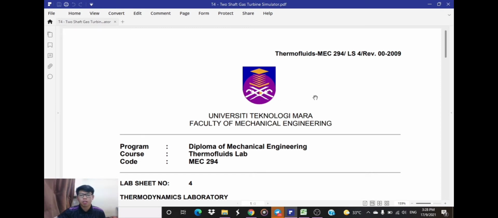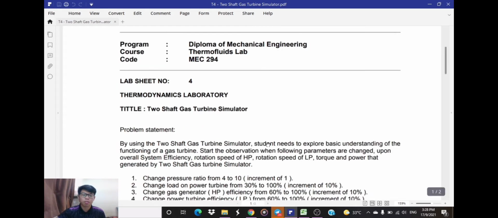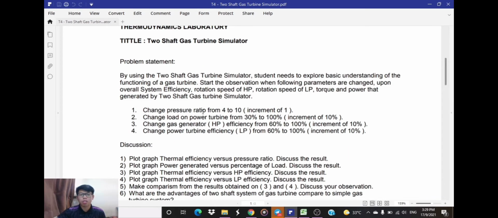2019293238. And today I'm going to explain the thermofluid lab for MEC294, lab sheet 4, which is the two-shaft gas turbine simulator. Problem statement: by using the two-shaft gas turbine simulator, students need to explore a basic understanding of the functioning of a gas turbine. Start the observation when the following parameters are changed: overall system efficiency, rotation speed of the high pressure turbine, rotation speed of the low pressure turbine, and the torque and power generated by the two-shaft gas turbine simulator.